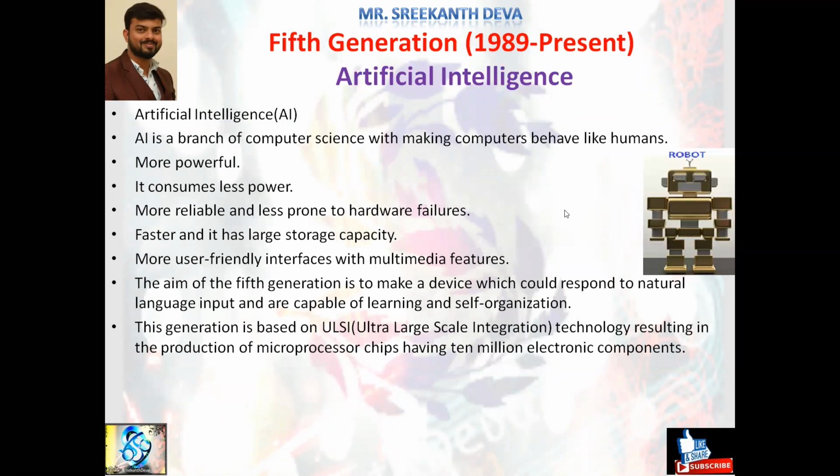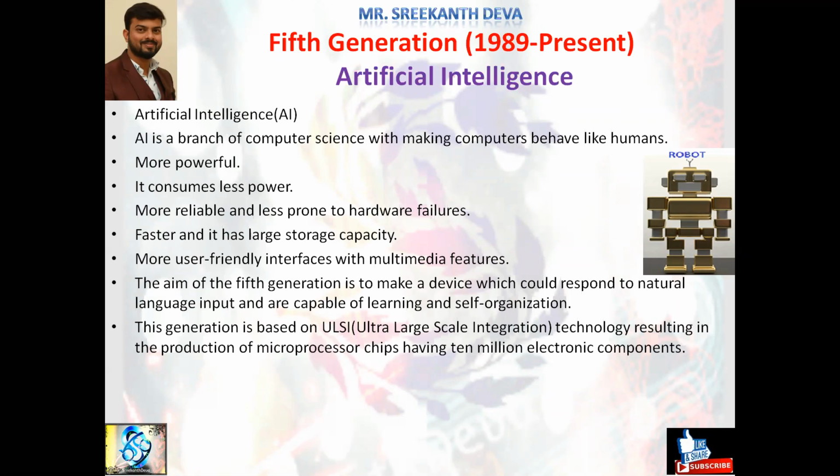See, the last generation is still in development: artificial intelligence. In some areas it is being implemented, but it is still in development. These fifth generation computers are called artificial intelligence. Artificial intelligence is a branch of what? Computer science, concerned with making computers behave like humans.